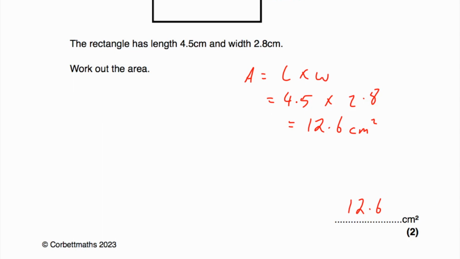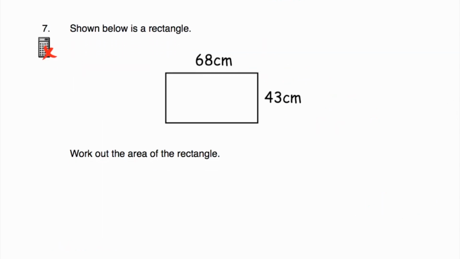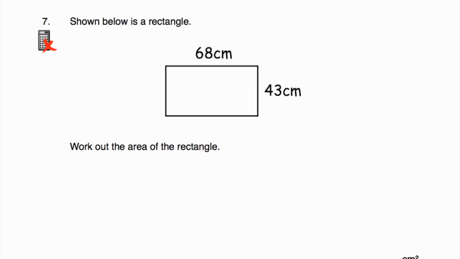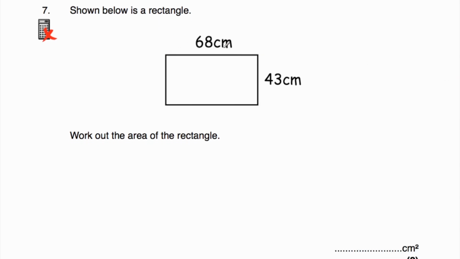Okay, let's have a look at our next question. Question number 7, we've got a rectangle, and this time its length is 68 centimetres and its width is 43 centimetres. We've been asked to work out the area of the rectangle, and it's a non-calculator question. So the area is equal to the length multiplied by the width. So it's going to be 68 multiplied by 43, and we're going to need to do that without a calculator.